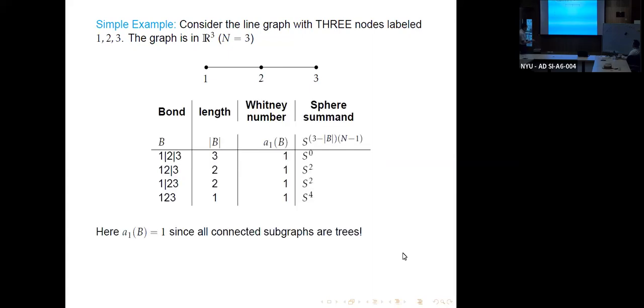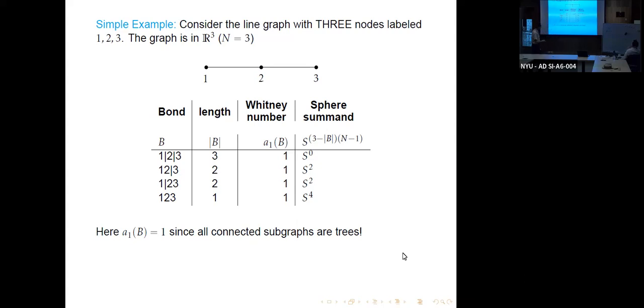Okay, but let's do an example, just to illustrate the theorem. I'm going to take the line graph with vertices 1 to 3. A1 of B for each subgraph is 1 because it's a tree. So what are the bonds here? You can take the partition of length 3: vertex 1, vertex 2, vertex 3. Each block is a connected subgraph. Then 1,2 and 3; 1 and 2,3; and 1,2,3, the whole thing.